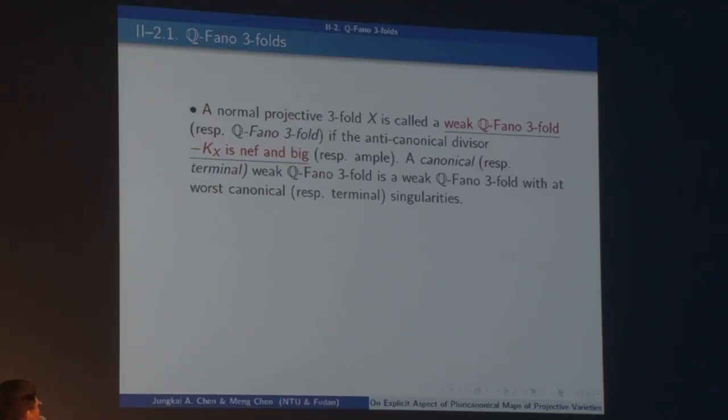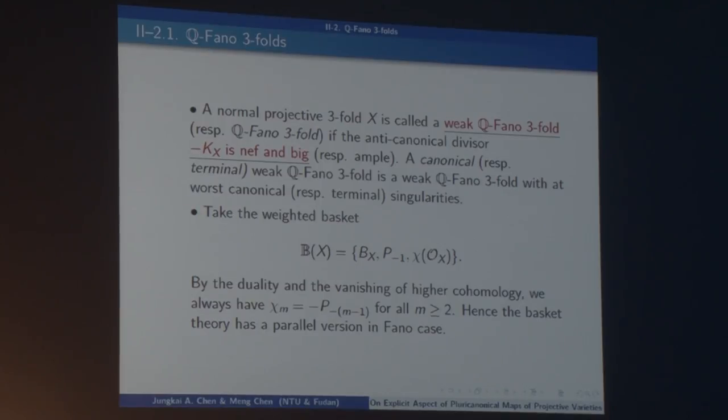Okay, so I would like to explain another number, M3. So this is for weak Q-Fano threefolds. So what is a weak Q-Fano? It is one with minus K_X Q-Cartier, nef and big. So usually we allow this kind of Fano threefold to have canonical or terminal singularities. So again, in this case, there is a natural weighted basket. So therefore, using the duality, we can have some parallel version of the basket theory.